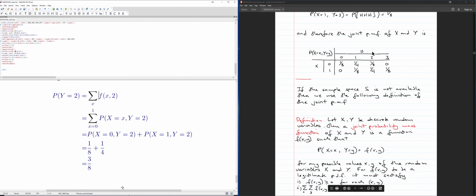And notice what I'm doing over here is I'm adding along the column. Depending on how you have this, if you put x on the rows and y on the columns, and you want the marginal distribution of y, to get a certain probability you add up the probabilities in a column. So for example, for the probability y is equal to 2, you have 1/8 plus a quarter, which is 3/8. And similarly, if I want the probability y is equal to 0, I add 1/8 to 0 to get 1/8.